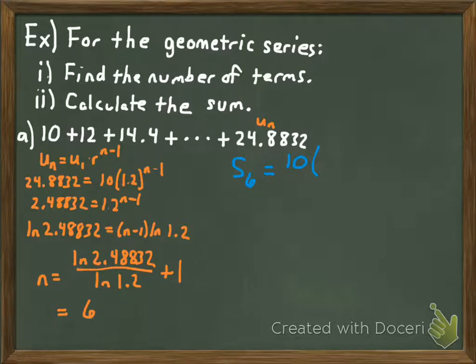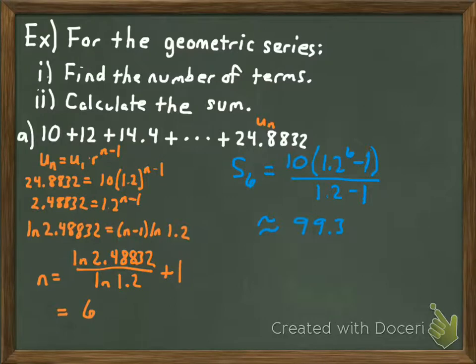times, and the common ratio is greater than 1, we said, so I'll use that r to the n minus 1 formula. So times 1.2 to the 6th power minus 1 over 1.2, the common ratio, minus 1. Again, just use your calculator and simplify. Approximate to 3 significant figures. All right, you got 99.3, I hope, because that is the sum.